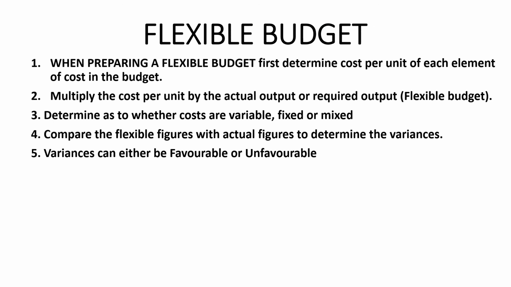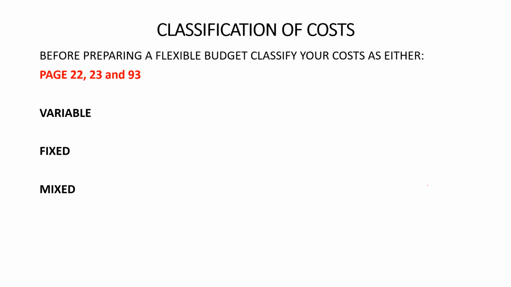And the last budget is our flexible budget, where you are going to prepare a flexible budget, compare it with your actuals, and determine your variances. And when preparing a flexible budget, it is important that you identify your variable, your fixed, and your mixed costs. The mixed must also be separated into fixed and variable using the high-low method.